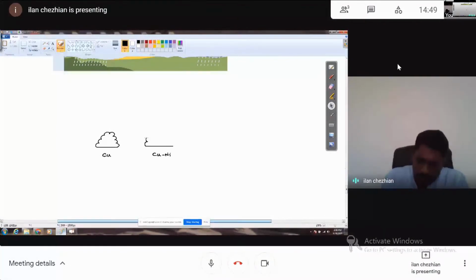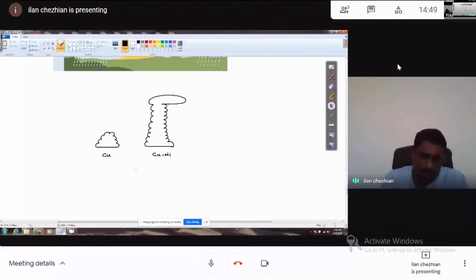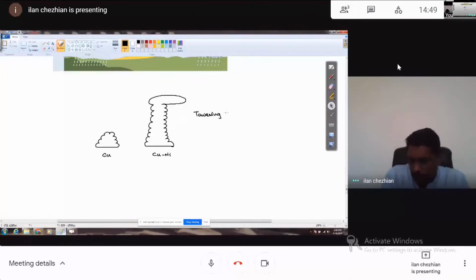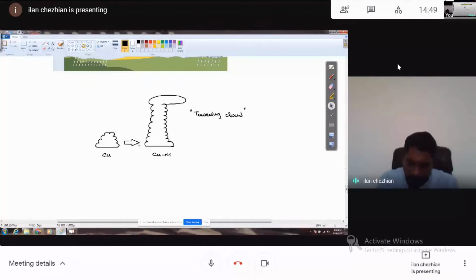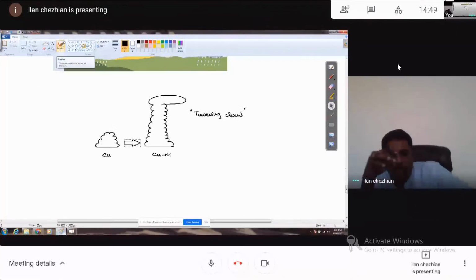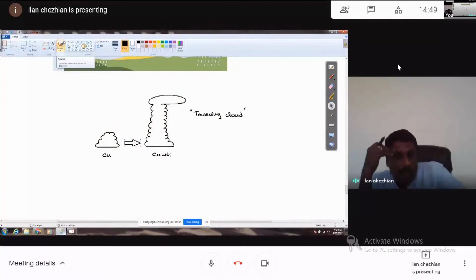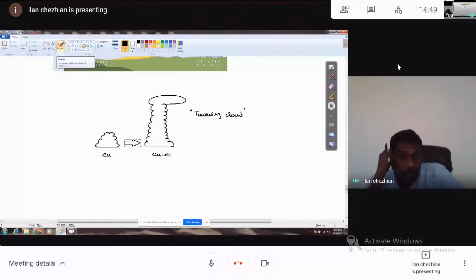Assume that you have a cumulus cloud, and over a period of time it becomes cumulonimbus. This cumulonimbus cloud, often you call a towering cloud, my friend. Why? It looks like a tower, as simple as this. Sometimes they also call it a multi-altitudinal cloud. Again, I'm going to repeat it: only a cumulus cloud, over a period of time, becomes cumulonimbus cloud.